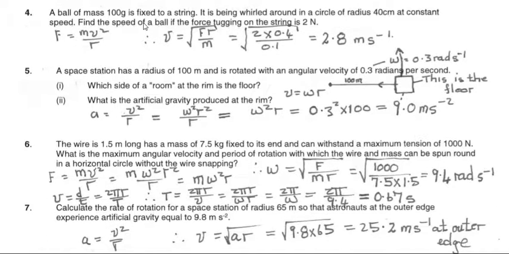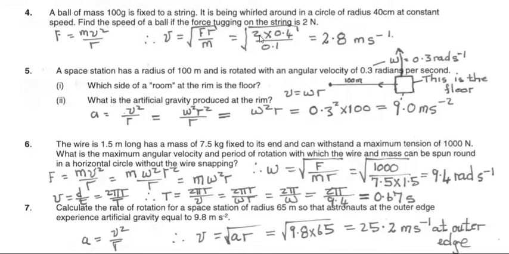Question 4. A ball of mass 100 grams is fixed to a string. It's being whirled round in a circle of radius 40 centimetres at constant speed. Find the speed of the ball if the force tugging on the string is 2 newtons. F equals mv squared over r. Therefore, v equals the square root of Fr over m. That's rearranging this equation.